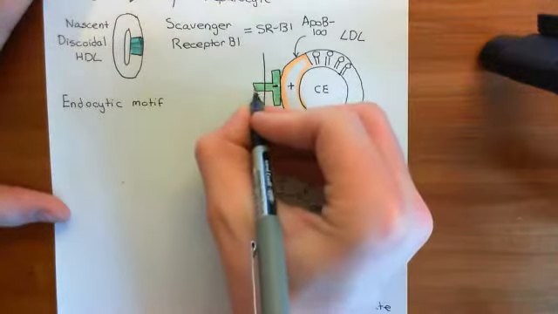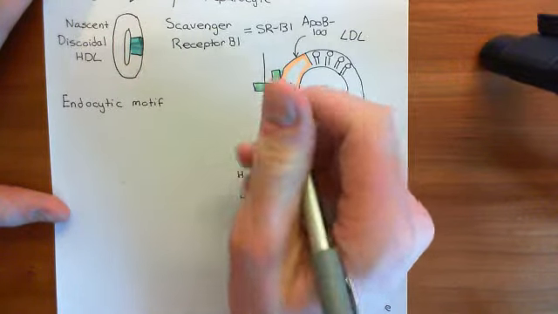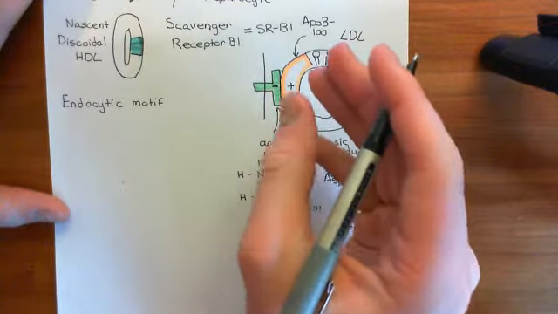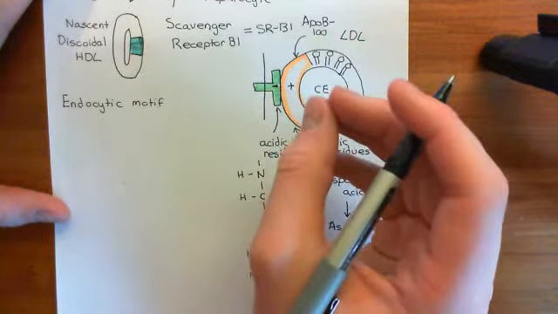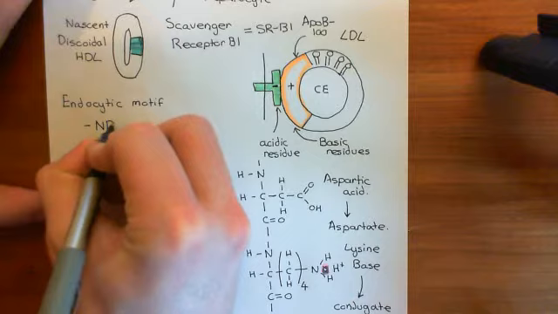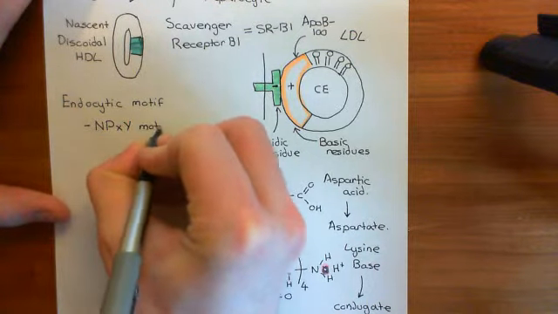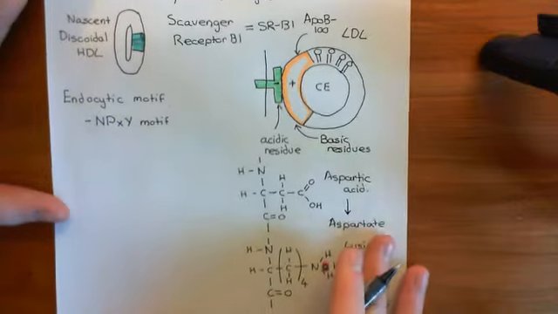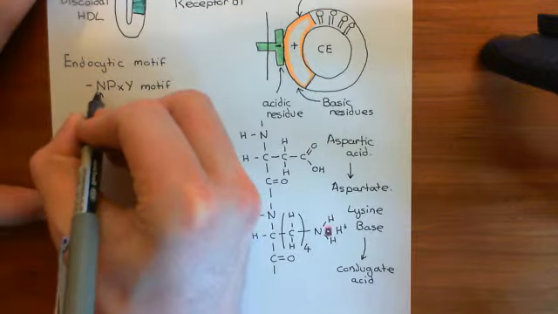So what is the endocytic motif that the LDL receptor has? Well, there are many examples in biology of proteins which need to be endocytosed, and they all have different endocytic motifs. The one that the LDL receptor has is something known as the NPXY motif. Okay, and to understand what this means, you need to be able to read single letter amino acid code. So we're using single letter amino acid code here.